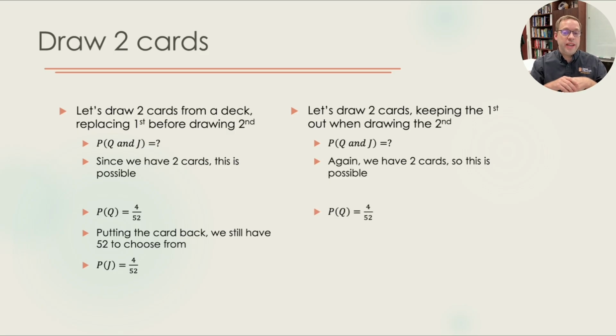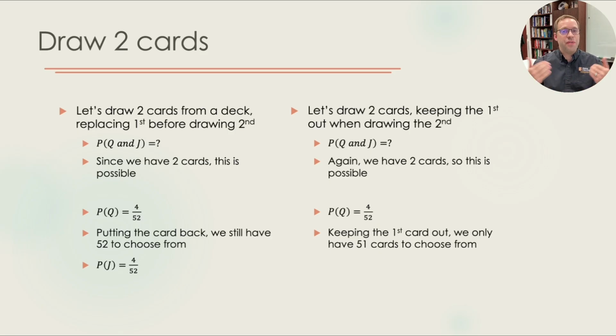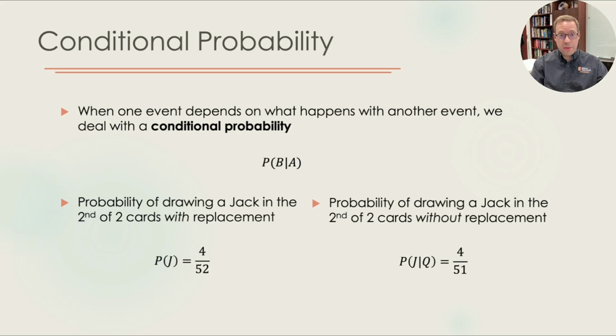Probability of drawing a queen is 4 out of 52. But now that we've kept one card out, we only have 51 cards left in the deck. So the probability of drawing a jack is now 4 out of 51. The probability changed because of the first card that we drew. This is the concept behind a conditional probability.